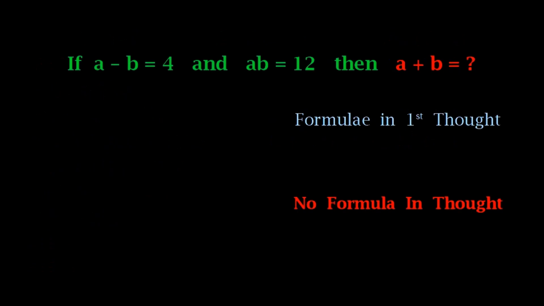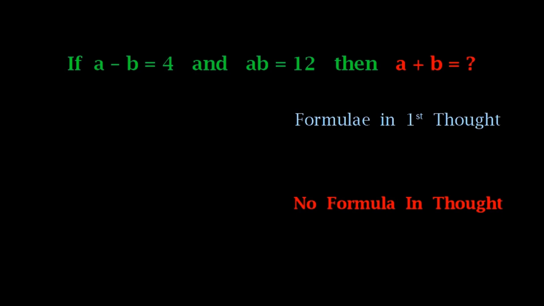Look at this problem. This problem is quite different from all of the previous problems, because the given values are almost the same as in the previous problems. Here a minus b is equal to 4 and ab is equal to 12, but our destination is to find a plus b. And in a normal sense, we do not know any formula for a plus b.